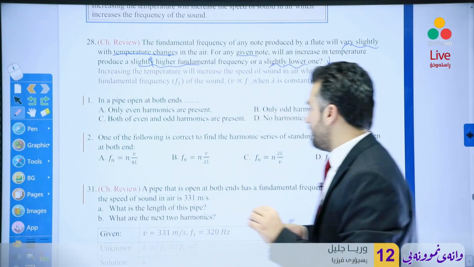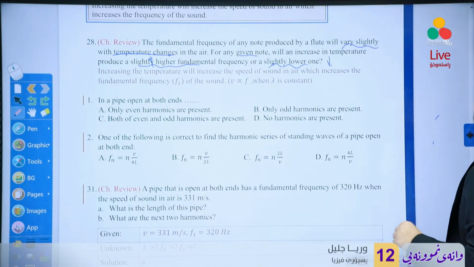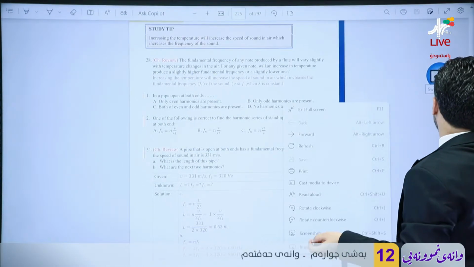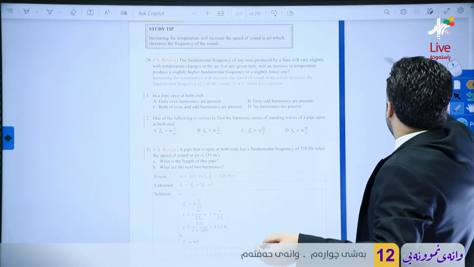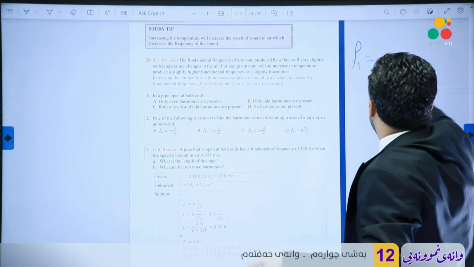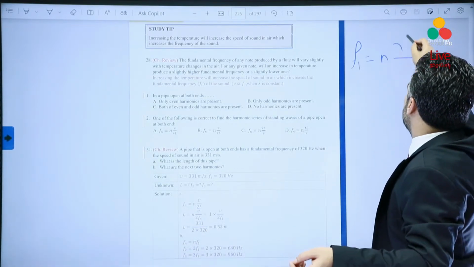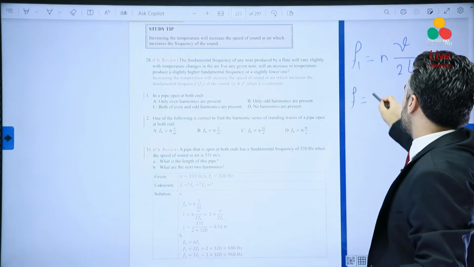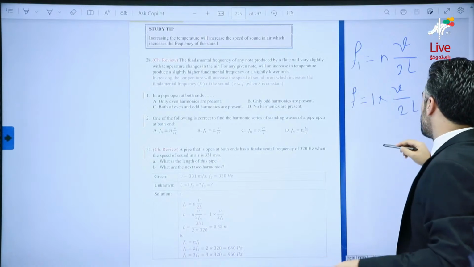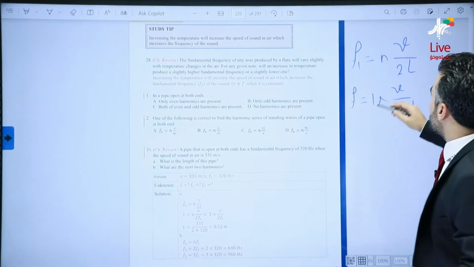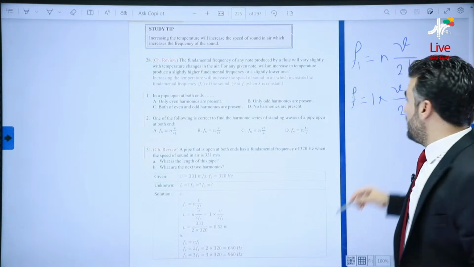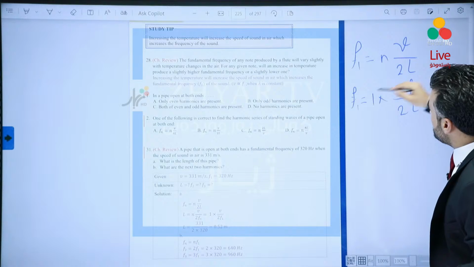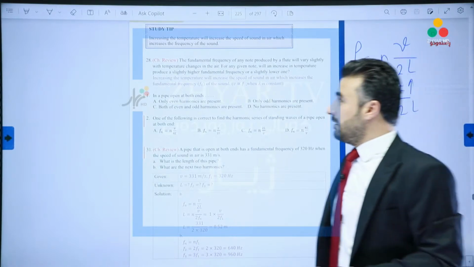You'll have to write the equation of the fundamental frequency. What is the equation again? The fundamental frequency equals n times v over 2L, or speed over 2L. For the fundamental frequency, n is 1, so 1 times v over 2L. Now the length is fixed here, so you can see the relationship between speed and fundamental frequency. These two are directly proportional, so by increasing the speed, the fundamental frequency will increase.